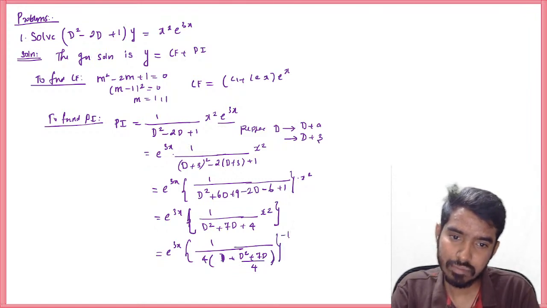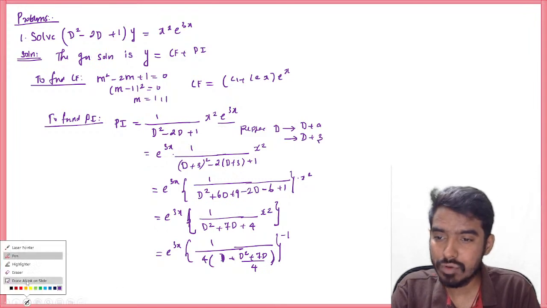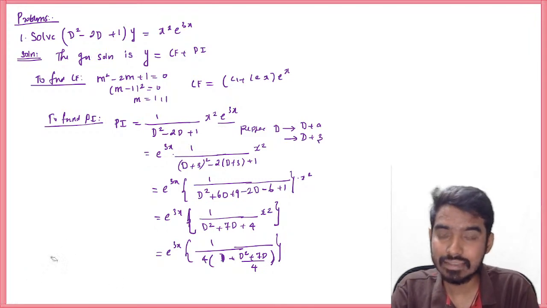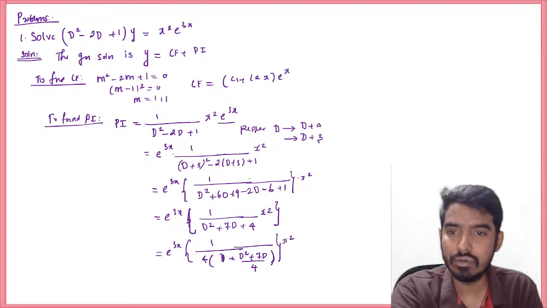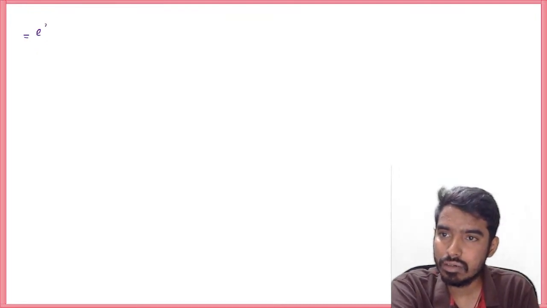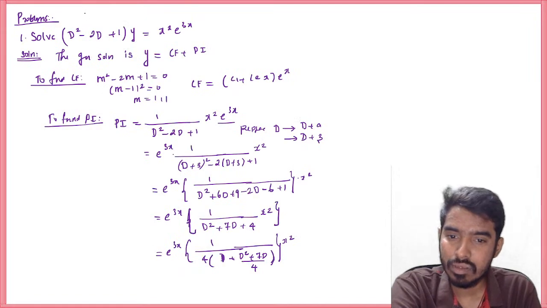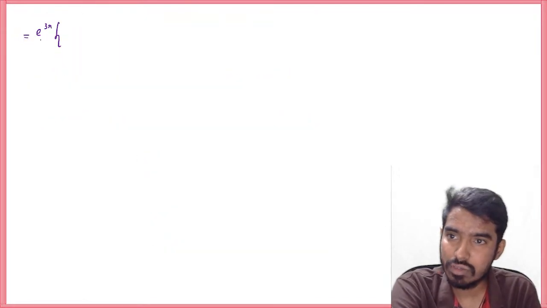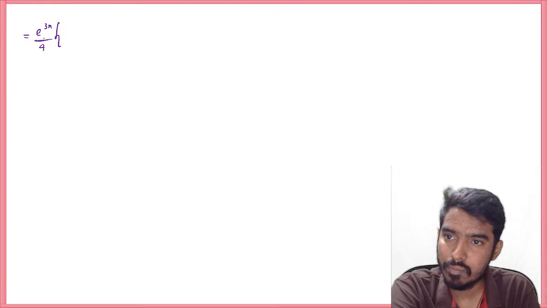From now on, it is very simple, right? The only thing is, what e power ax does is just replace D by D plus a. That's it. X square. So this will be e power 3x. I think this 4 also goes outside. So e power 3x by 4, 1 plus D square plus 7D.